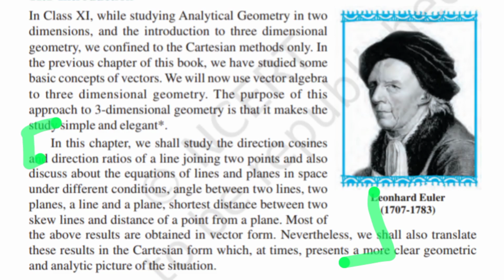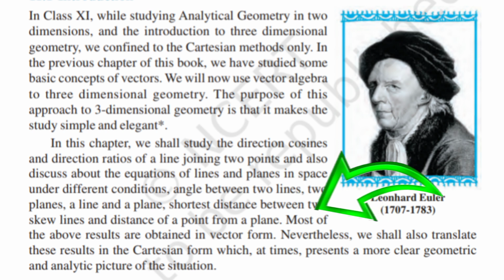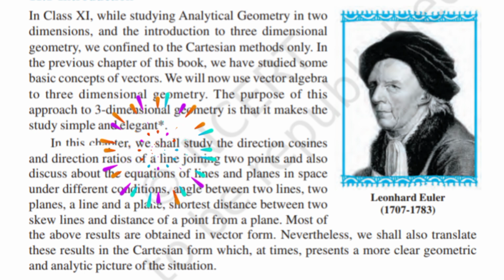In this chapter, we shall study the direction cosines and direction ratios of a line joining 2 points, and also discuss the equation of lines and planes in space under different conditions. Angle between two lines, two planes, and a line and a plane, shortest distance between skew lines, and distance of a point from a plane. Most of the above results are obtained in vector form. Nevertheless, we shall also translate these results in Cartesian form, which at times presents a clearer geometric and analytical picture of the situation.